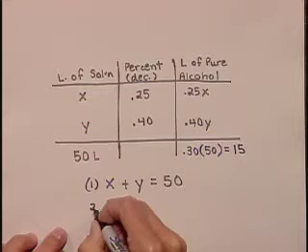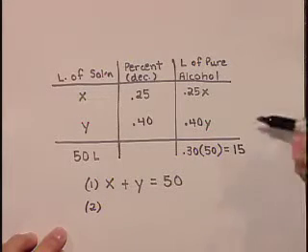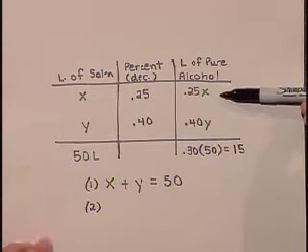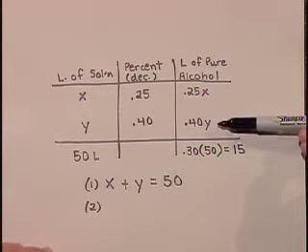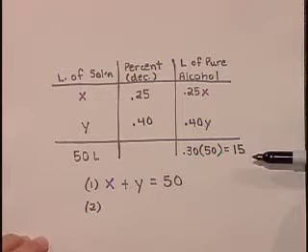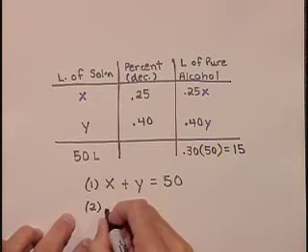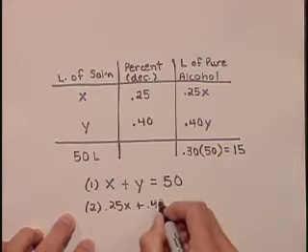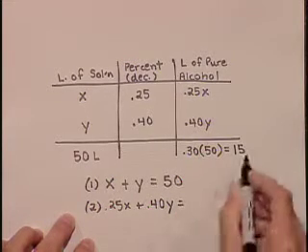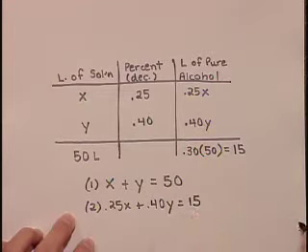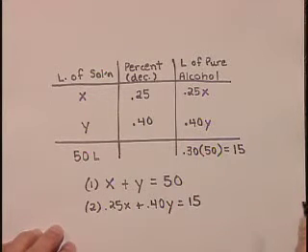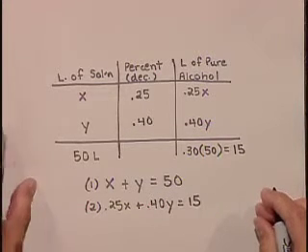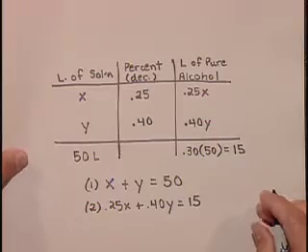So equation 2 can come from this last column where we add the amount of alcohol in the first container plus the amount of alcohol in the second to get the amount of alcohol in the mixture. In other words, algebraically, that's 0.25x plus 0.40y is equal to 15. Now that's the hard part. We've got our equations set up. Let's proceed to the next step where we actually solve these equations.